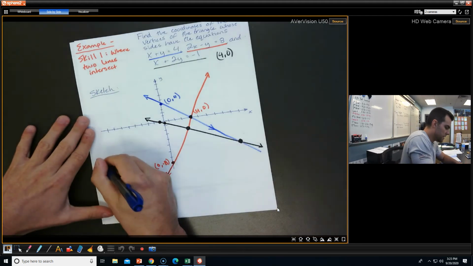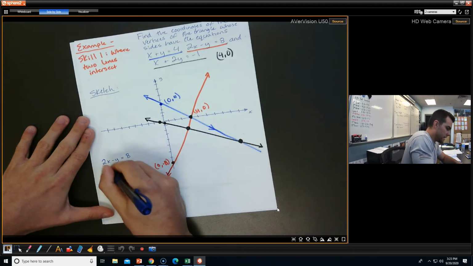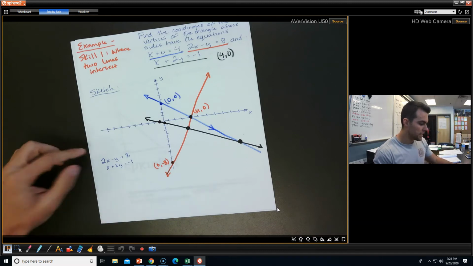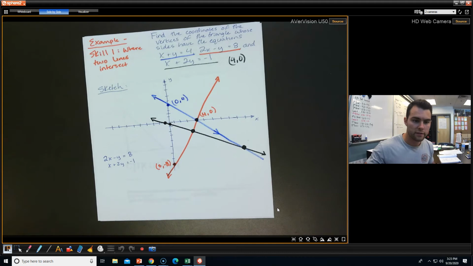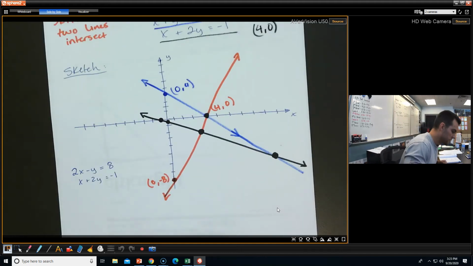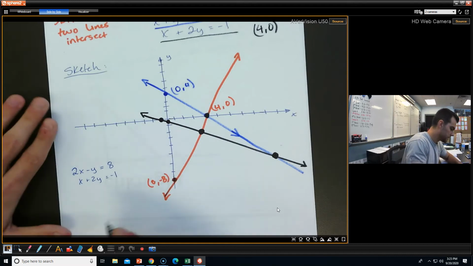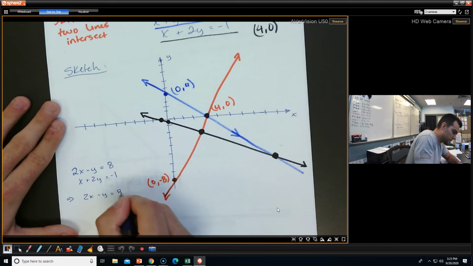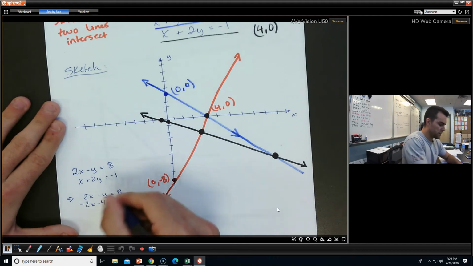So I'm going to take 2x minus y equals 8. I'm going to take x plus 2y equals negative 1. And now, looking at this, it looks like we can solve it with elimination pretty easily. Because all we've got to do now is take this equation and multiply it by negative 2. So if I do that, I get negative 2x minus 4y equals positive 2.